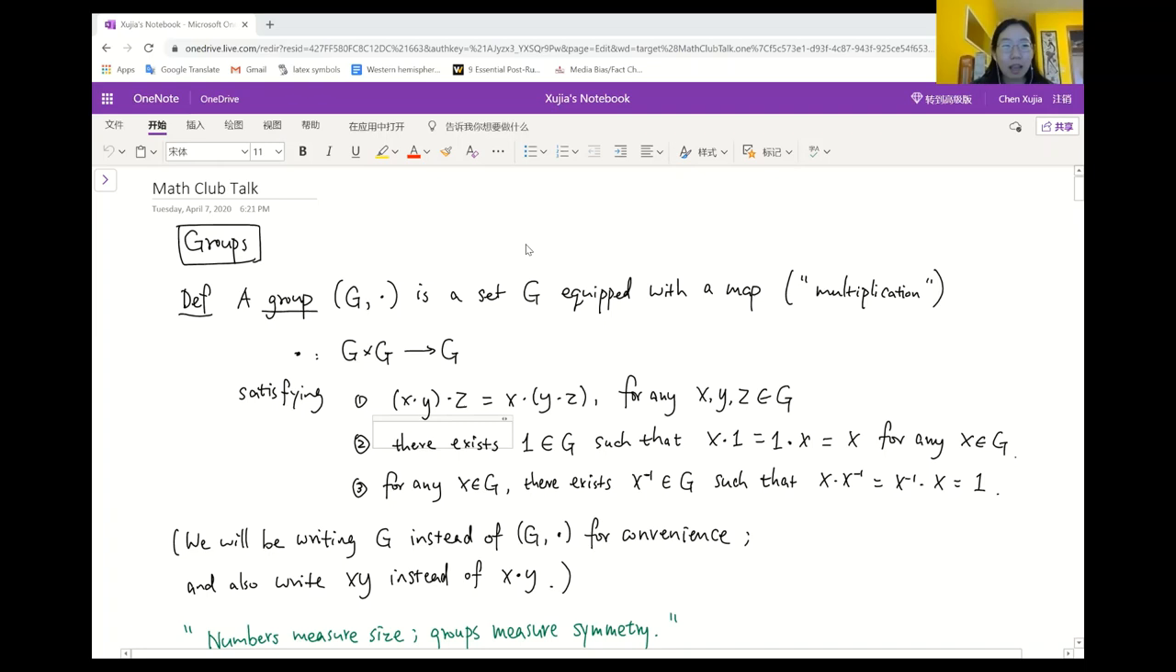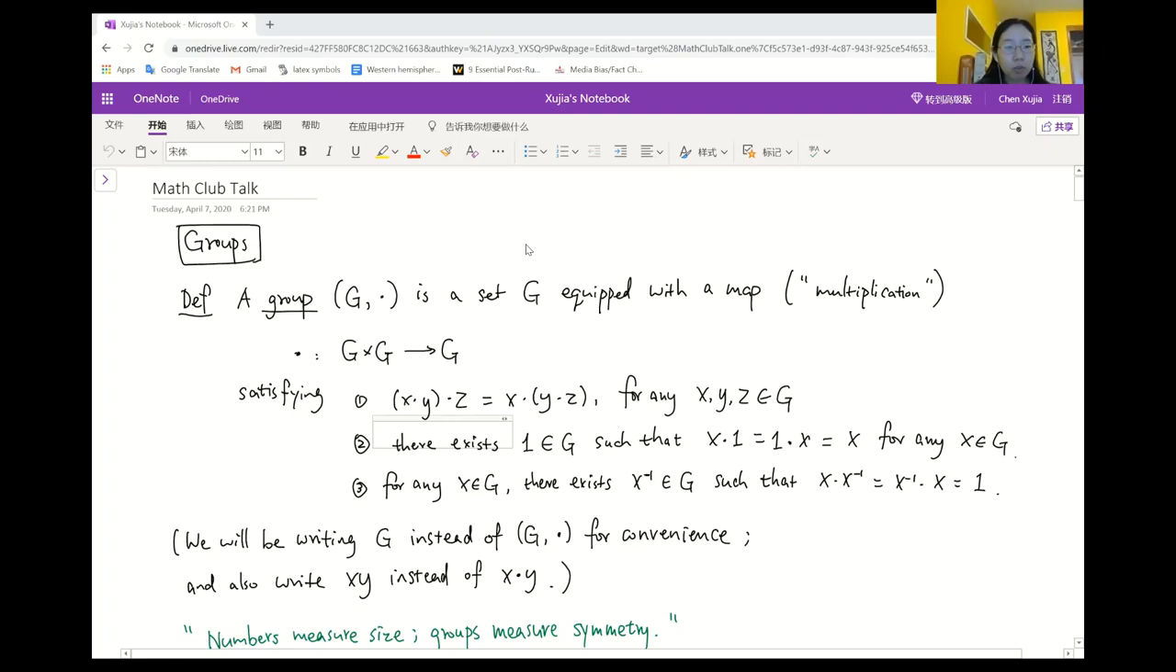So this is an abstract definition, but what's the idea of this concept? It's something that measures symmetry. Just as numbers measure size, groups measure symmetry, it's like a slogan. So what does symmetry mean? Consider, for example, a geometric object. Let me take this example, say a butterfly here. It has some symmetries. What I mean is a map of this shape, a butterfly, to itself, which does not change the shape of it.